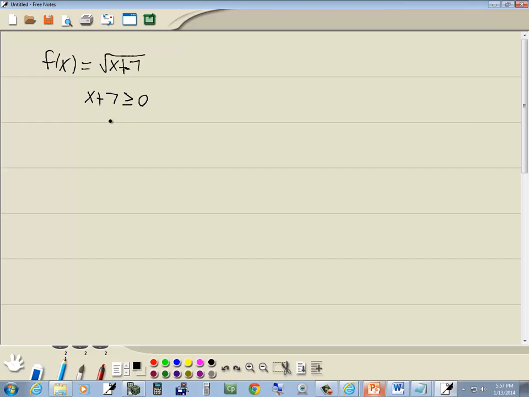And then you solve. So take 7 over to the right side, and we get x is greater than or equal to negative 7. I'm happy with that answer, but if you want to write it with interval notation, you have bracket negative 7, and then goes to positive infinity. Either one of those would be acceptable answers for where it's continuous.